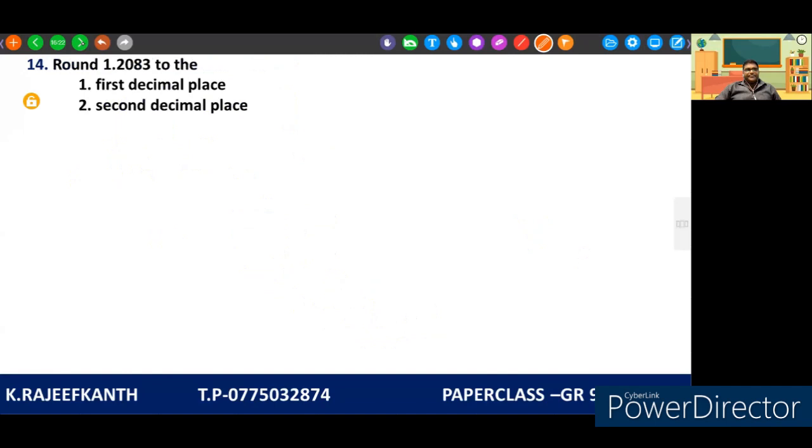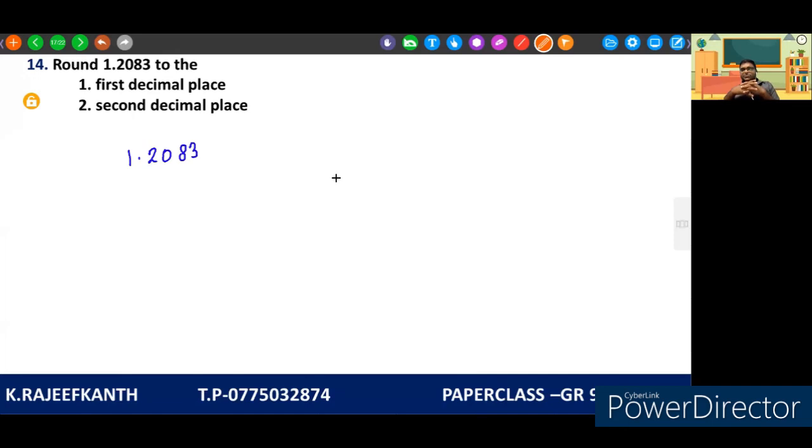Then question number 14. Round 1.2083 to the first decimal place and the second decimal place. So here, 1.2083. While I am reading the question, you have to find the answer quickly. Right? Otherwise we can't do more questions in that period of time, right?